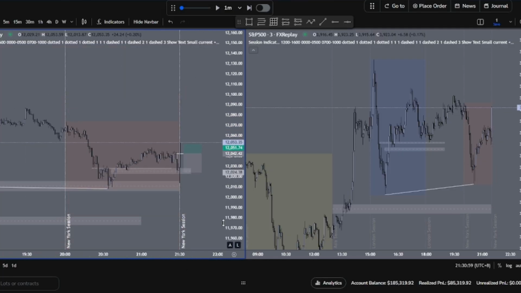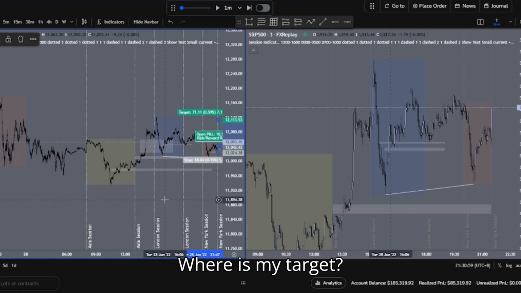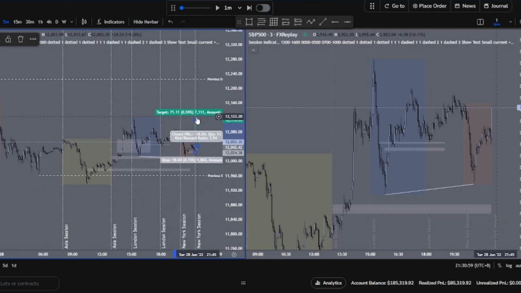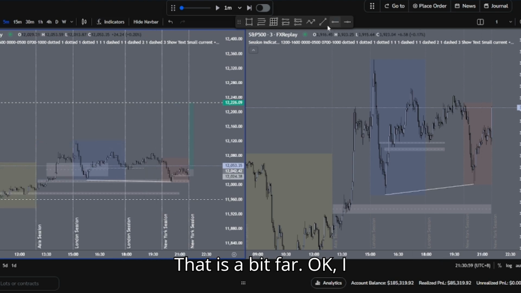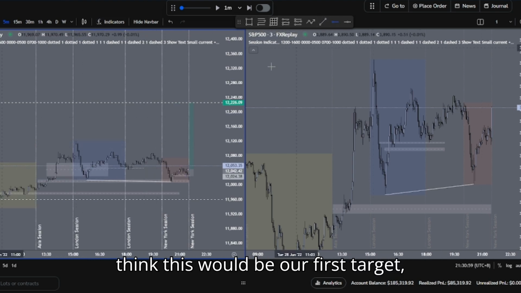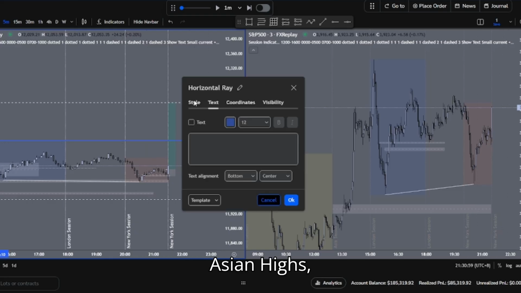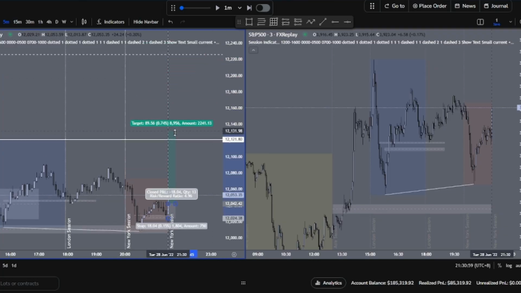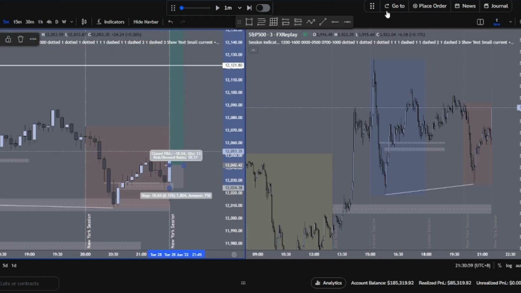Stops about here. Target. Where is my target? That is a bit far. Okay. I think this would be our first target. Asian highs, which is already a 4R. So let's see first. Here, limit.